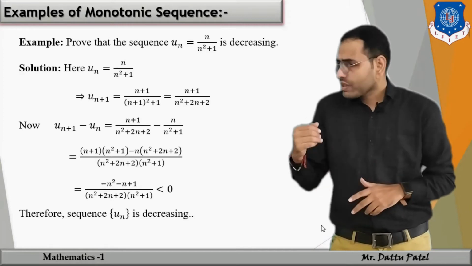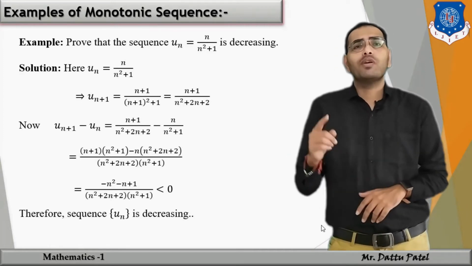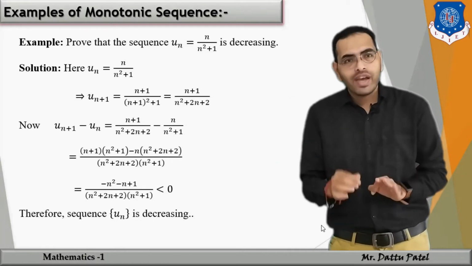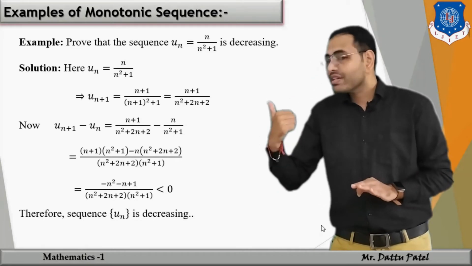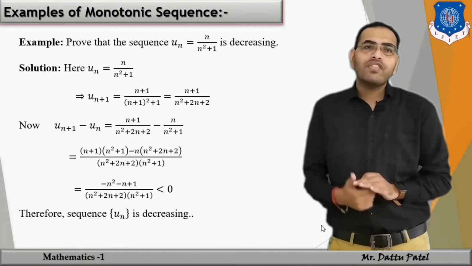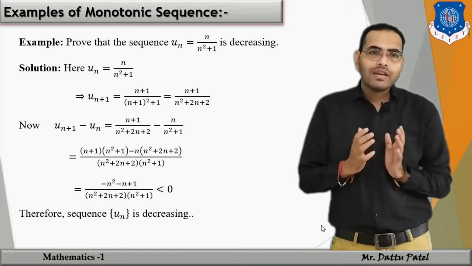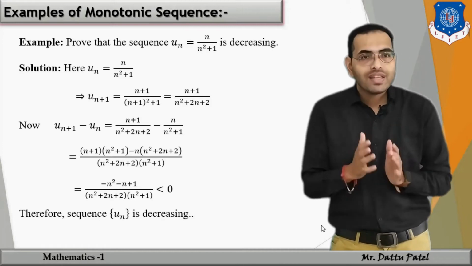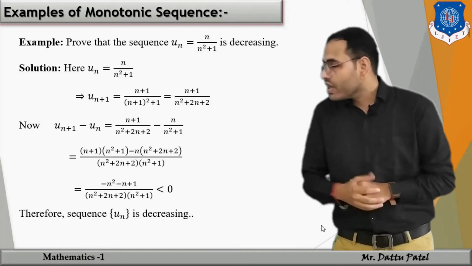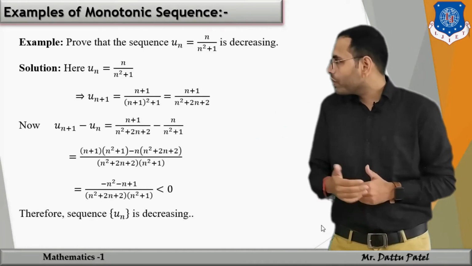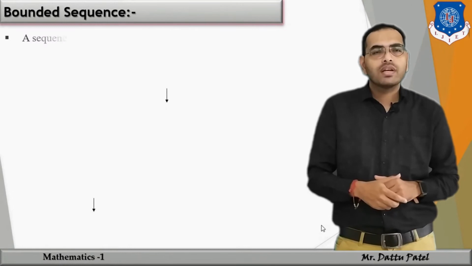Now substituting the values of n belongs to capital N for all the values of n, we get a result which is less than 0. If our answer is less than 0 for all n belongs to N, then that means we can say that our sequence is decreasing. Now let's see the next topic, which is bounded sequence.